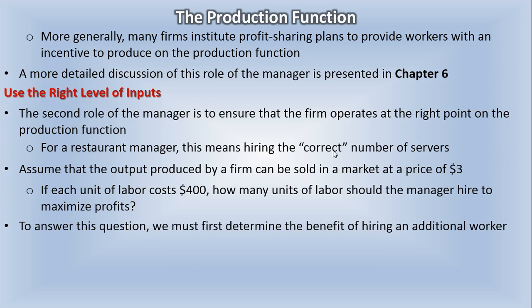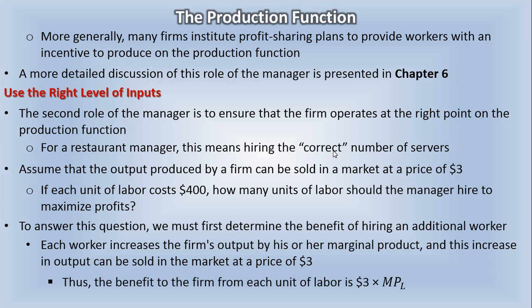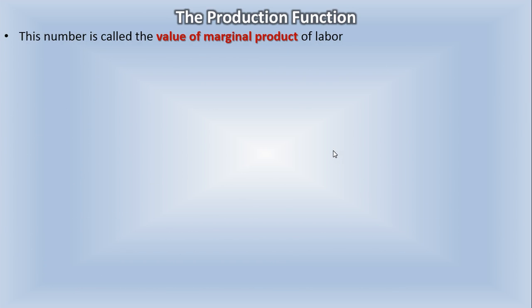To answer the question, we must first determine the benefit of hiring an additional worker. Each worker increases the firm's output by his or her marginal product. You hire an additional person, they produce an additional amount of output, and this increase in output can be sold at the market price. In this case, we assume it to be $3. So the benefit to the firm of each unit of labor is equal to the extra output produced by the additional labor, the marginal product of labor, times the price the output can be sold at, which in this case is $3. This is what we call the value of marginal product of labor. It is the benefit of hiring additional workers.